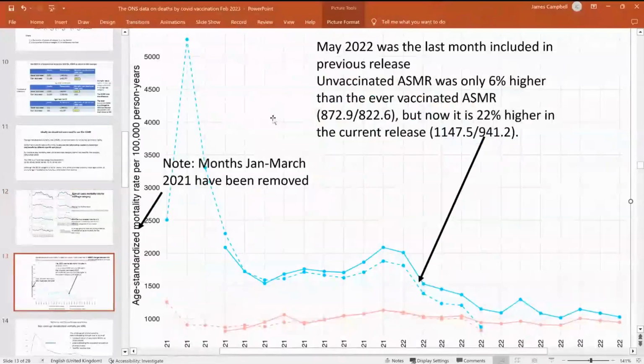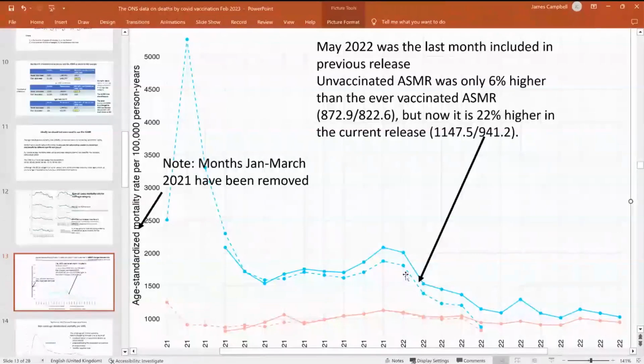And this is what you can see. It's much higher. The bold blue line is the latest, the top one there. The dotted line was what was in the previous report. In the previous report, it had January to March at the beginning. That's now missing from the latest report. You can see that on the left there.